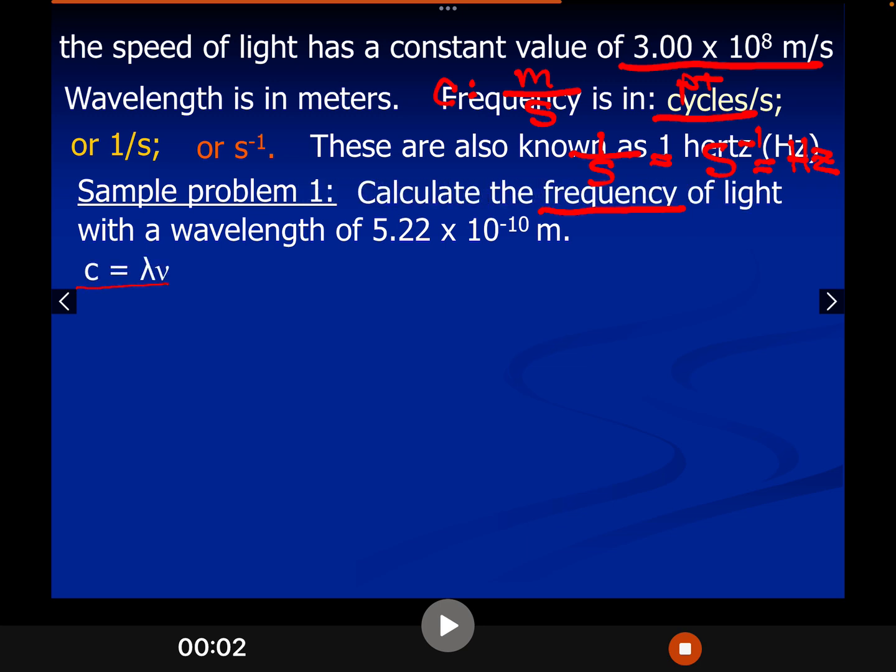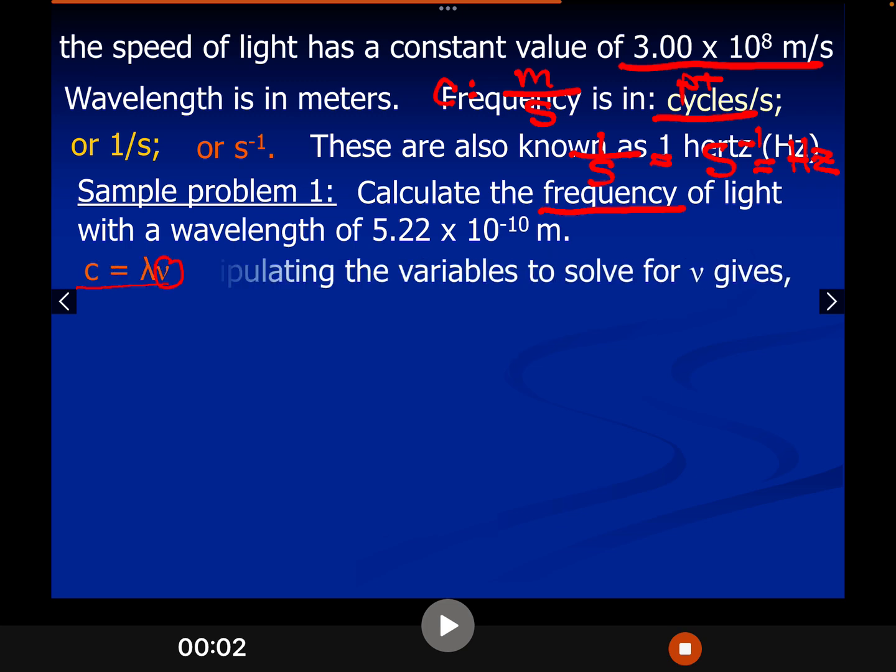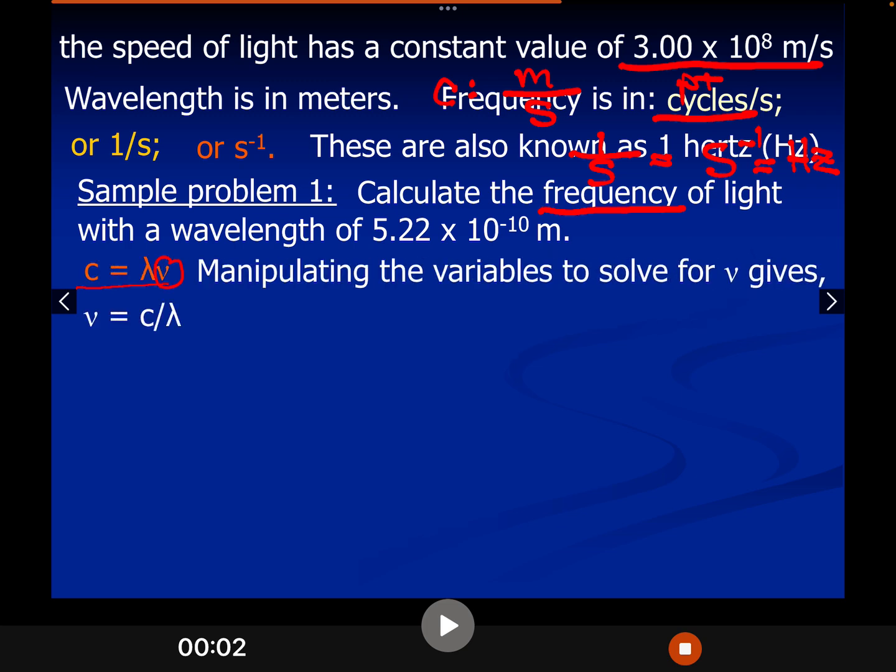C equals lambda nu, and we're solving for frequency. So manipulating these three variables will give us nu equals C over lambda. So then remember, oh, I don't know C. You do too. You know that C is 3.00 times 10 to the 8th meters per second, divided by our wavelength, 5.22 times 10 to the minus 10th meters.